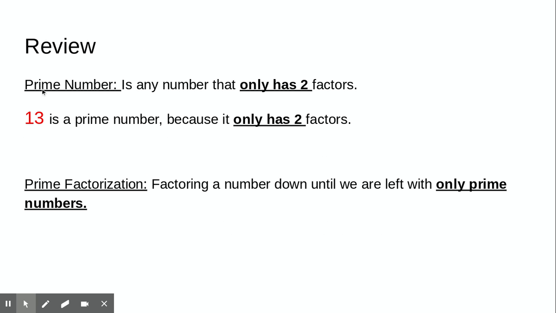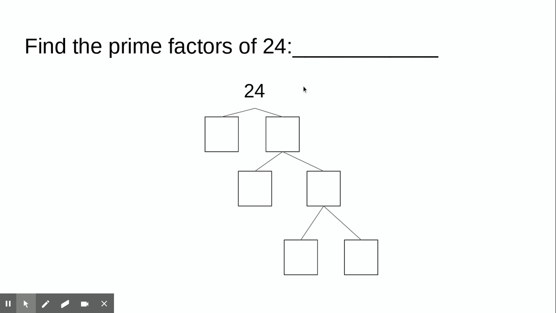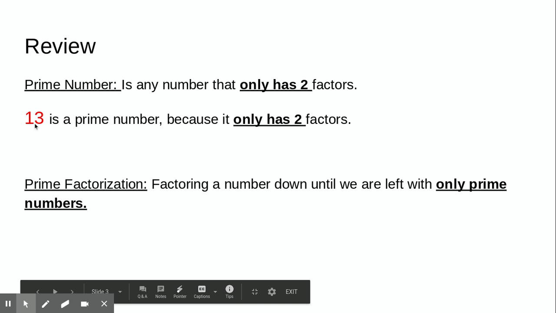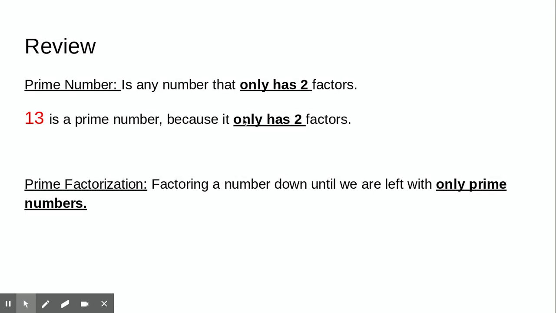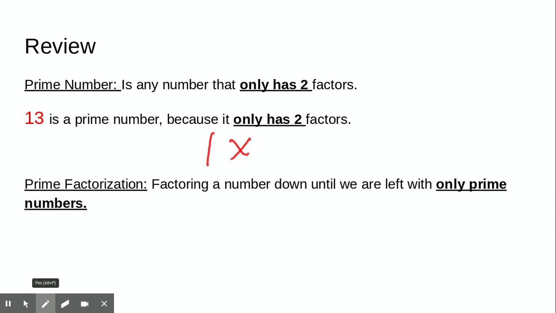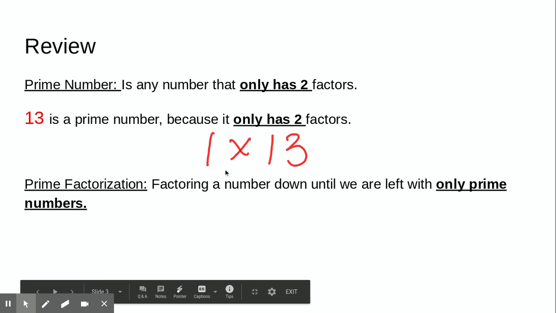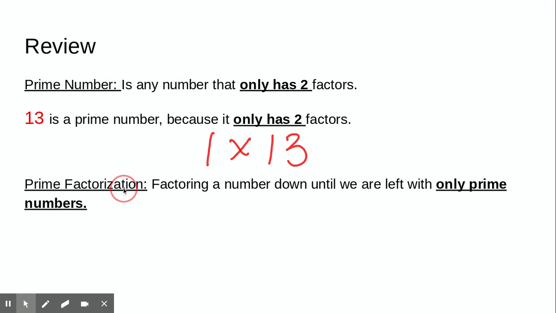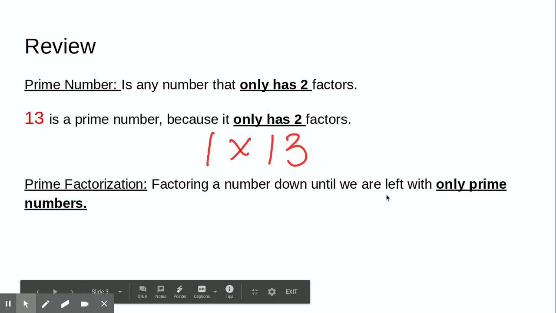Quick review for you guys. A prime number, we remember, is a number that only has two factors. So 13 is a prime number because it only has two factors, and those two factors are 1 and 13. Those are the only two numbers that we can multiply together to get 13. And lastly, prime factorization is factoring a number down until we are left with only prime numbers.